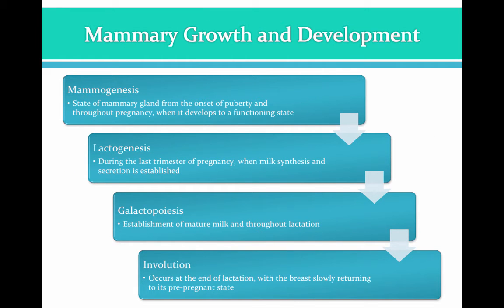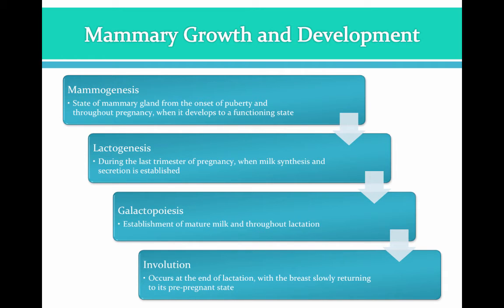So now we'll talk about mammary growth and development. You have these different stages of mammary growth and development. First is mammogenesis, and this is the state of the mammary gland from the onset of puberty and throughout pregnancy when it develops to a functioning state. Lactogenesis is during the last trimester of pregnancy when milk synthesis and secretion is established. And you'll find some sources say that lactogenesis begins in the second trimester, and some will say that it begins in the third trimester. So maybe it's different for each woman.